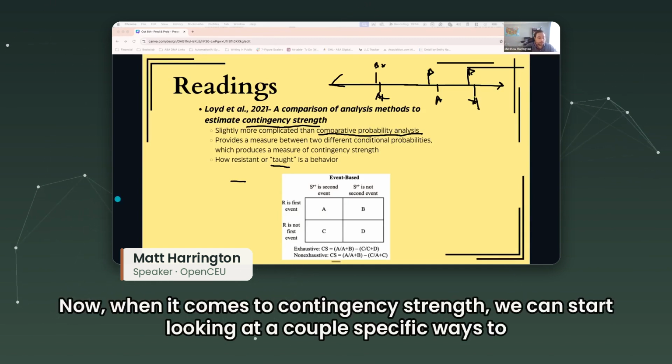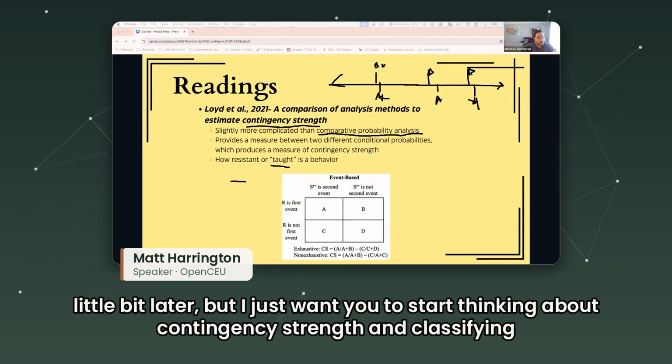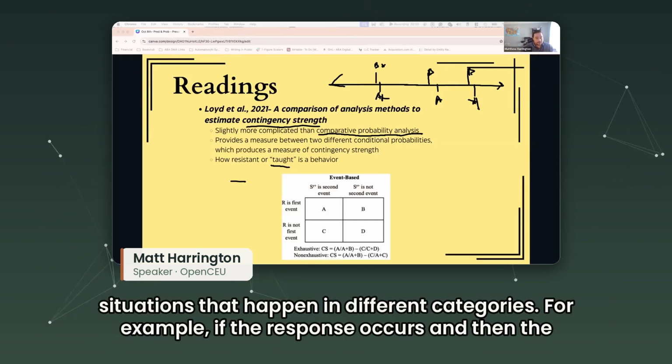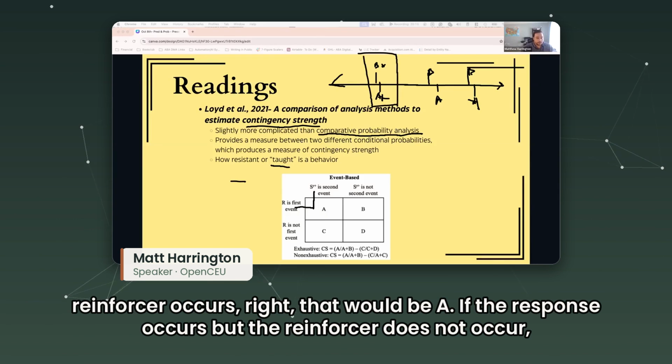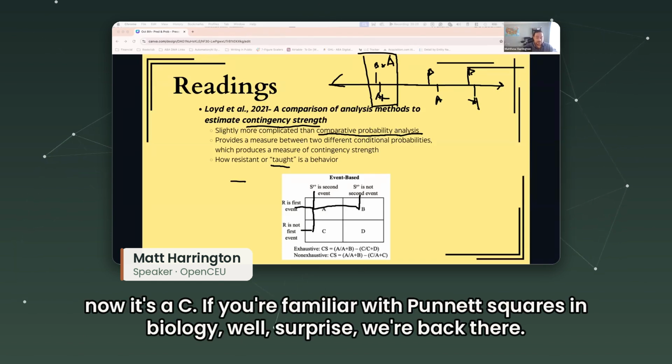Now, when it comes to contingency strength, we can start looking at a couple specific ways to classify. We're not going to go into all of this just yet because we're going to go into it a little bit later, but I just want you to start thinking about contingency strength and classifying situations that happen in different categories. For example, if the response occurs and then the reinforcer occurs, right, that would be A. If the response occurs but the reinforcer does not occur, B. If the response does not occur and the reinforcer does, now it's a C.